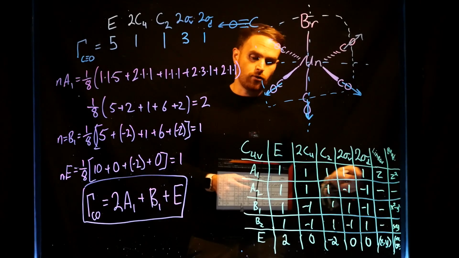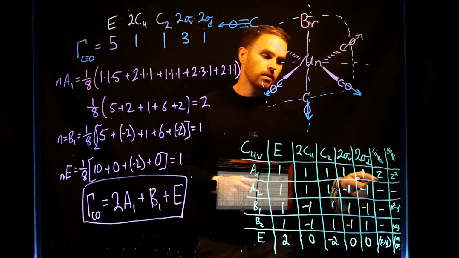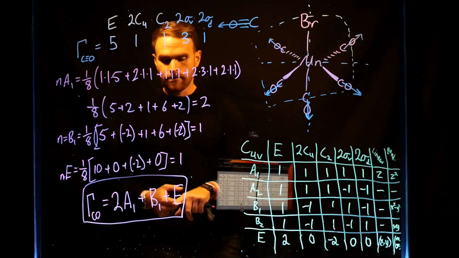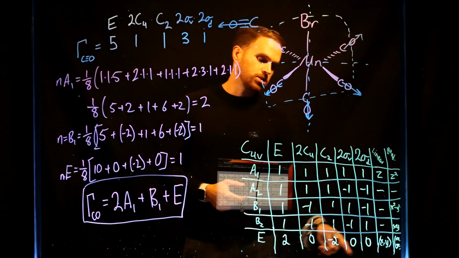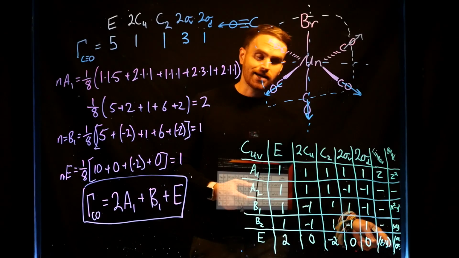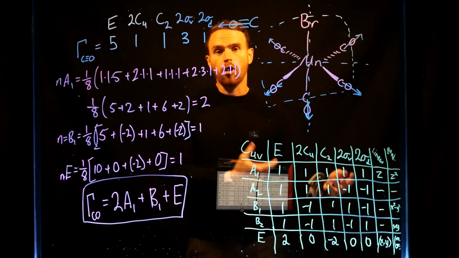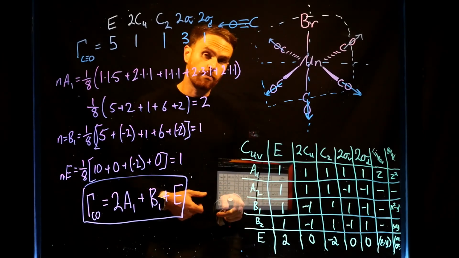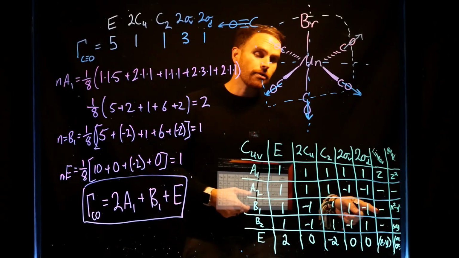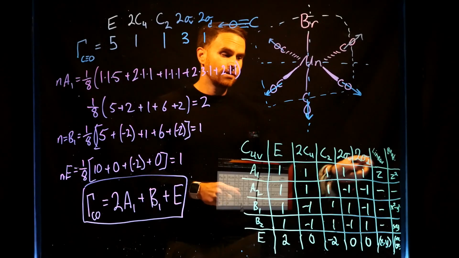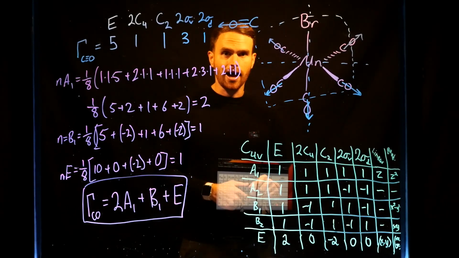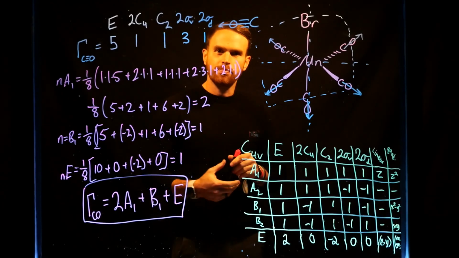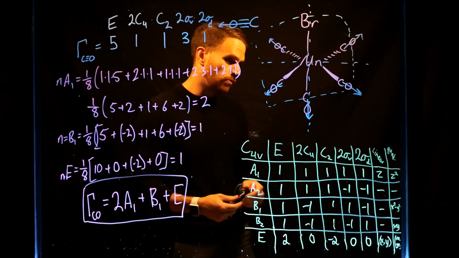And I see that for an A1, it is IR active. I also see that for E, which is doubly degenerate, there is an x and a y, which tells me that there are also going to be IR active modes there. Notice, however, for B1, that there is nothing in this column, so in fact, that is not going to have an IR active mode.